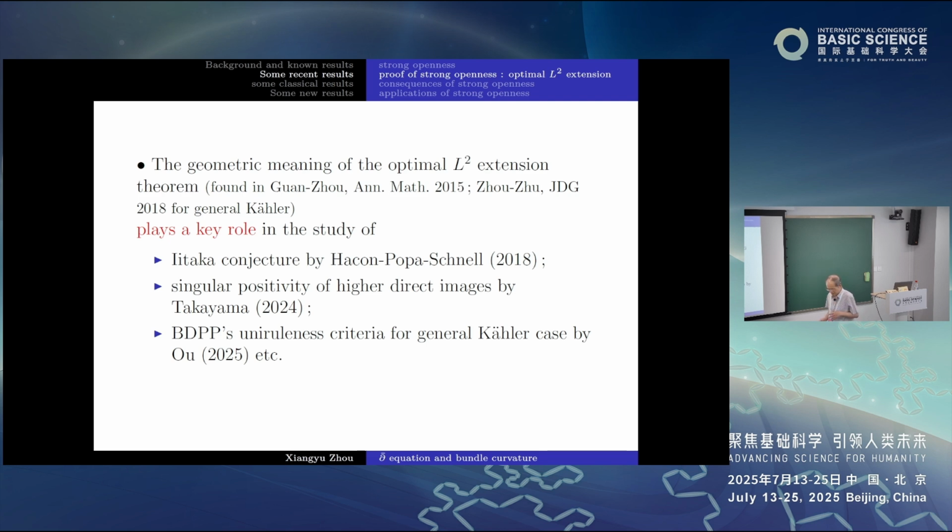Our proof is based on our study of a series of papers on the optimal L2 extension and its geometric meaning. This geometric meaning was stated in another paper, with my former student Guan and with Zhou, for the Kähler case. The geometric meaning was used in the study of the Iitaka conjecture and the singular positivity of higher direct images by Takayama. And recently, BDPP's uniruledness criterion for the Kähler case. BDPP is for the projective case. Recently, our colleague Ou gave a generalization to the Kähler case.